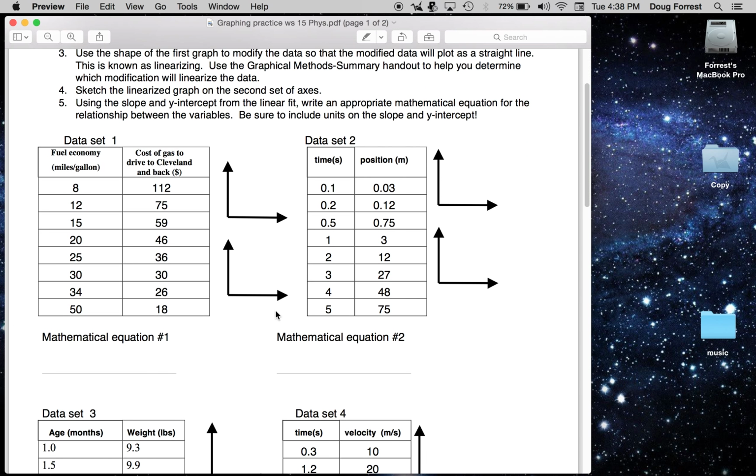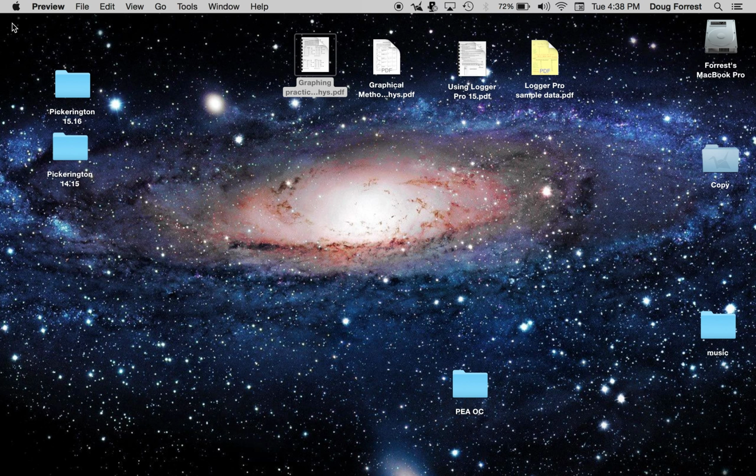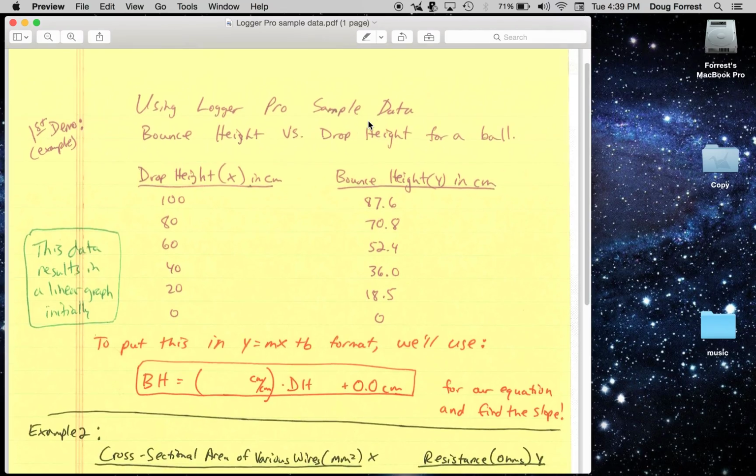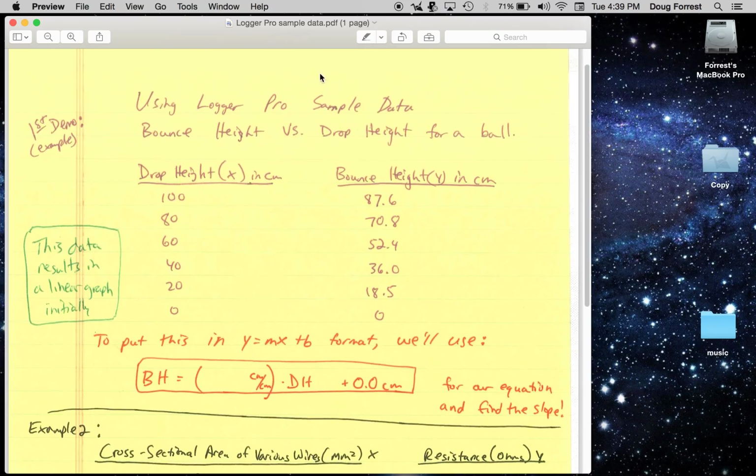There are also places for a mathematical model. Finally, I've handwritten down some data for examples. I'll also put those on my website in Physics and Honors Physics as Logger Pro sample data.